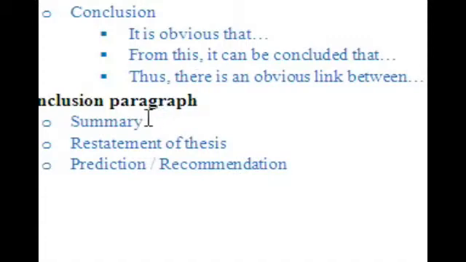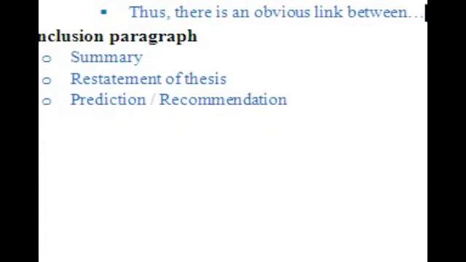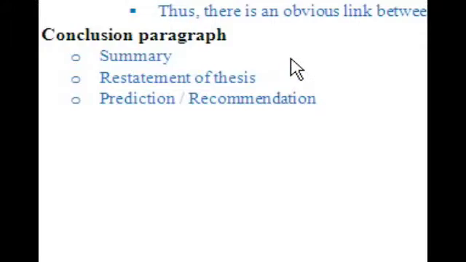Now coming down to the conclusion paragraph. The conclusion paragraph includes 3 sections. There's a summary, which just talks about what we talked about in supporting paragraph 1 and supporting paragraph 2. There's a restatement of thesis, which is saying what we said in the thesis again, but using different words. And then we include a prediction or a recommendation.